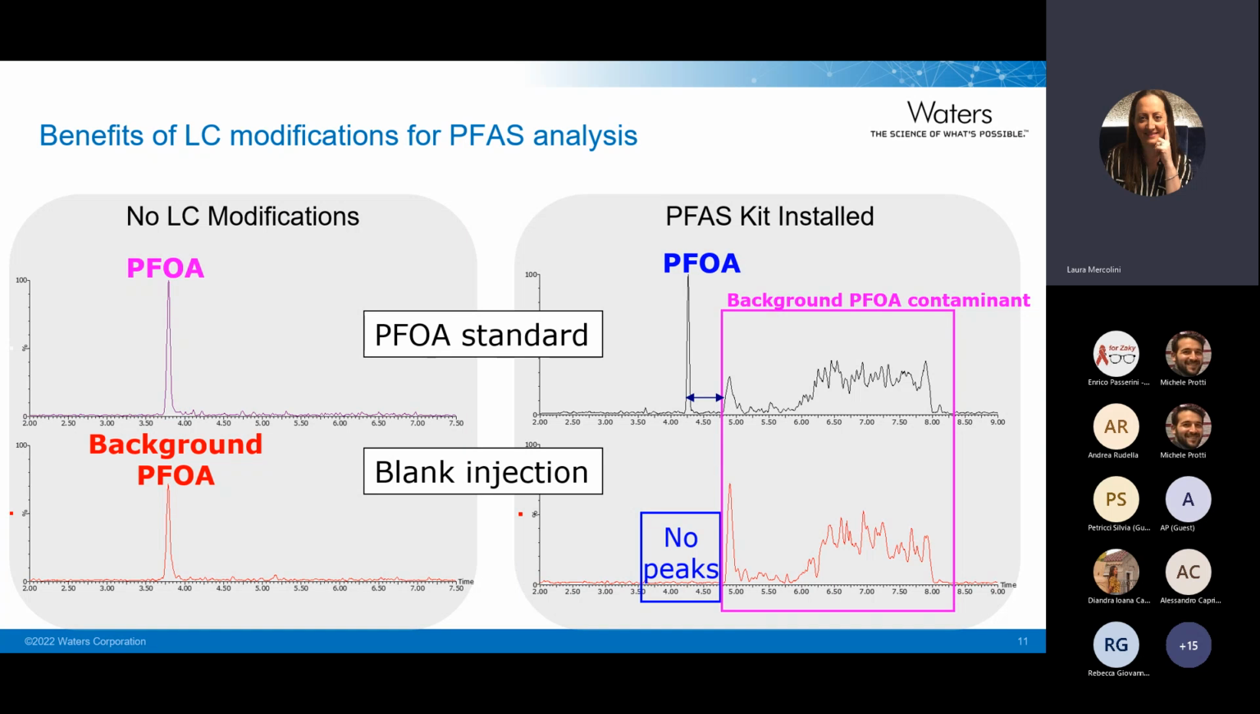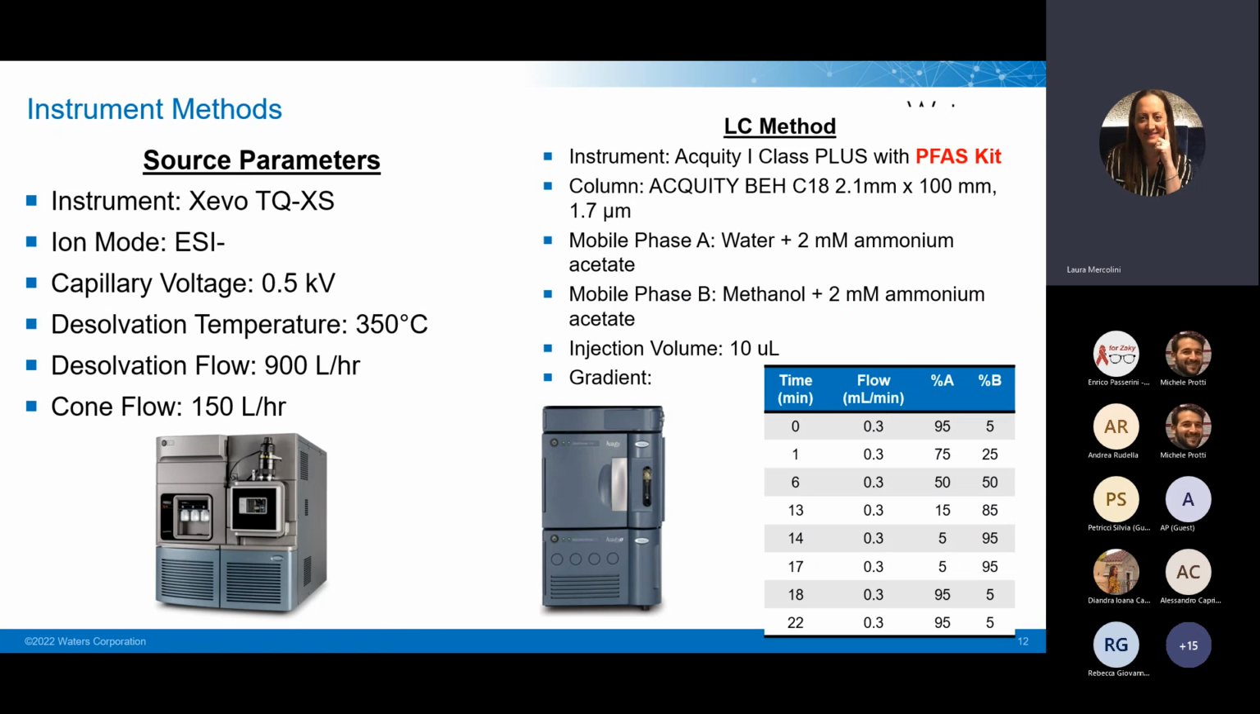Using this kit, the blank is really blank. And especially when we need to reduce the limit of quantification, it is mandatory to have a very clean blank. So the solution is easy because it's just a column, but it's important to use it. Moreover, we try to eliminate any Teflon part from the system, and we use PEEK. For example, for the LC solvent line, we use PEEK and not Teflon, in order to decrease as much as possible the contamination of PFAS.